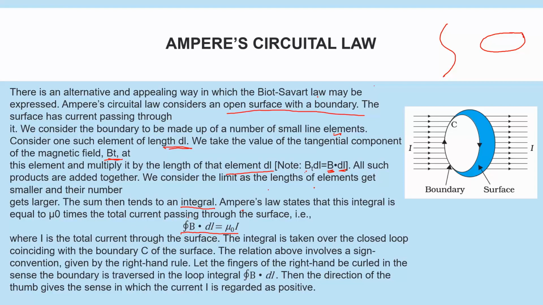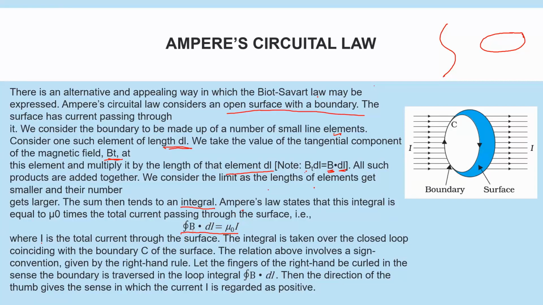This is how we express Ampere's law: the integral of the magnetic field B with the length line element dl is going to be the product of the permeability of free space and the current that is passing through the surface.